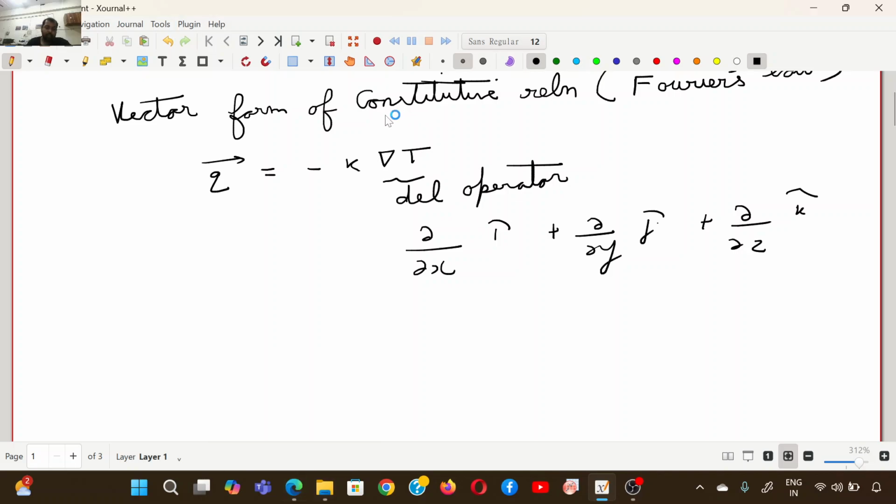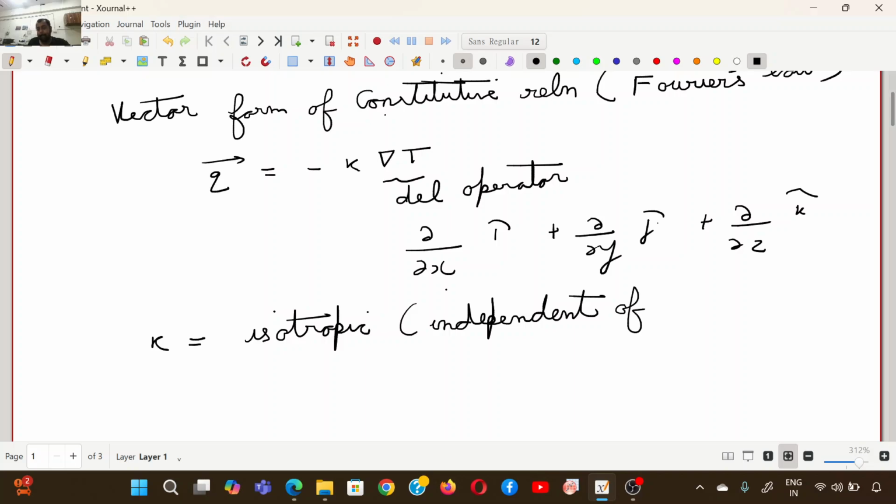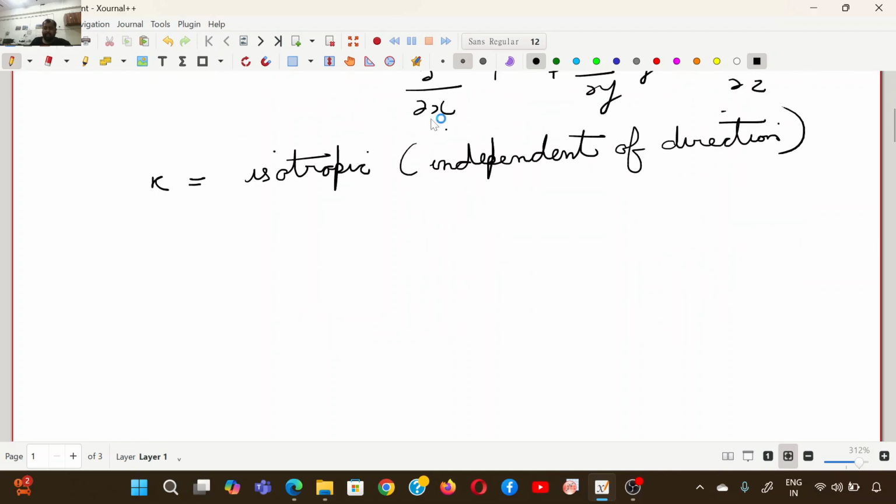So K is the thermal conductivity. In general, for most of the cases, we'll take K as isotropic. Isotropic means independent of direction. But K can also be anisotropic in some cases.